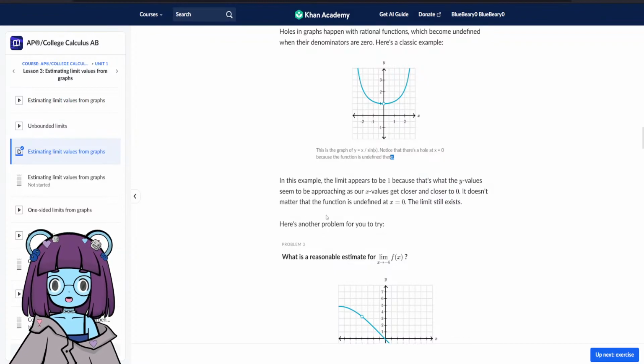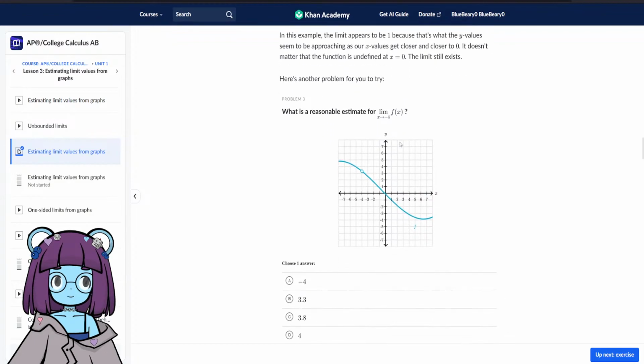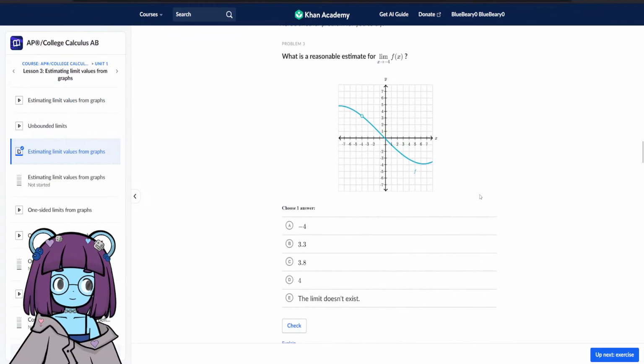It does not matter that the function is undefined at x equals 0. The limit still exists. Here's another problem for you to try. I can't read.